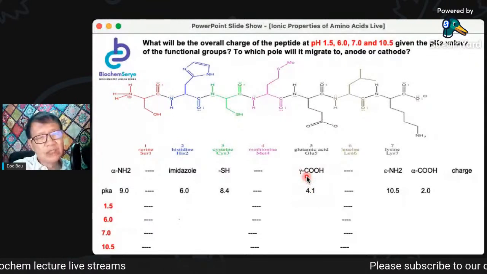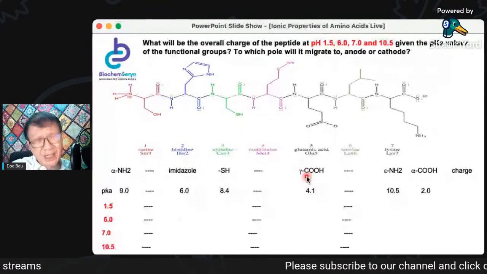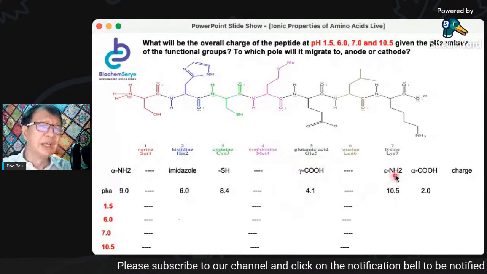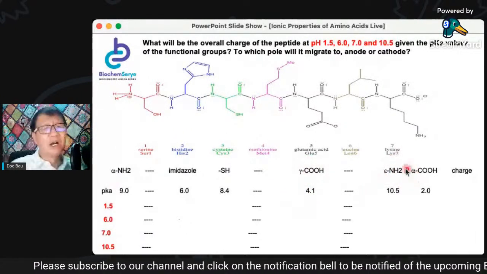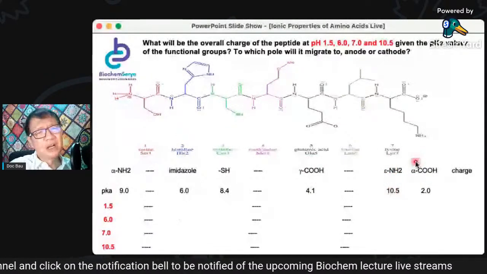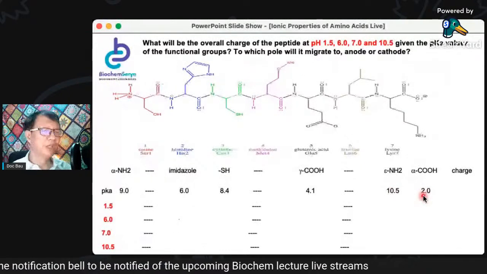Okay, the most acidic is your alpha carboxyl. The next is your beta. Then this is your gamma carboxyl. Then your lysine. Look, your epsilon amino is 10.5. Your alpha carboxyl is 2. Okay, so are we ready?